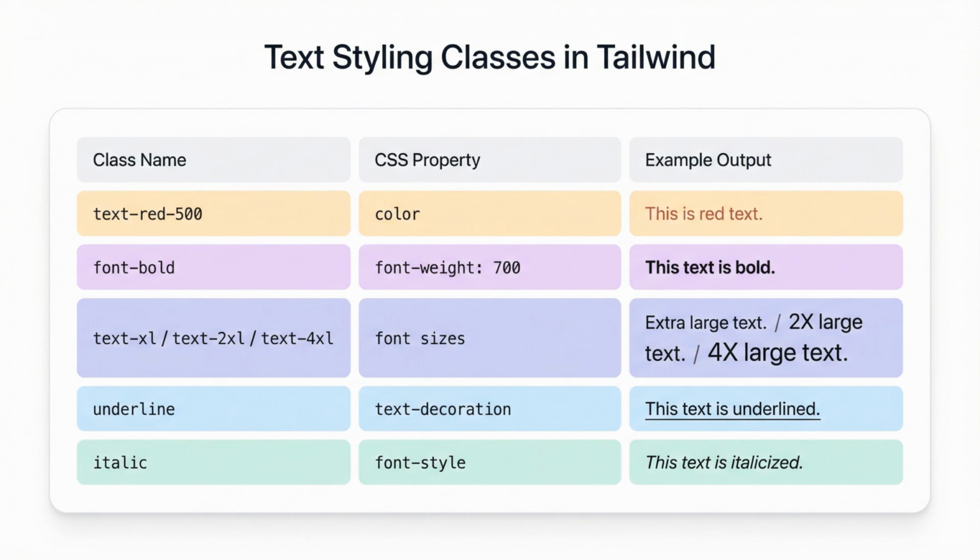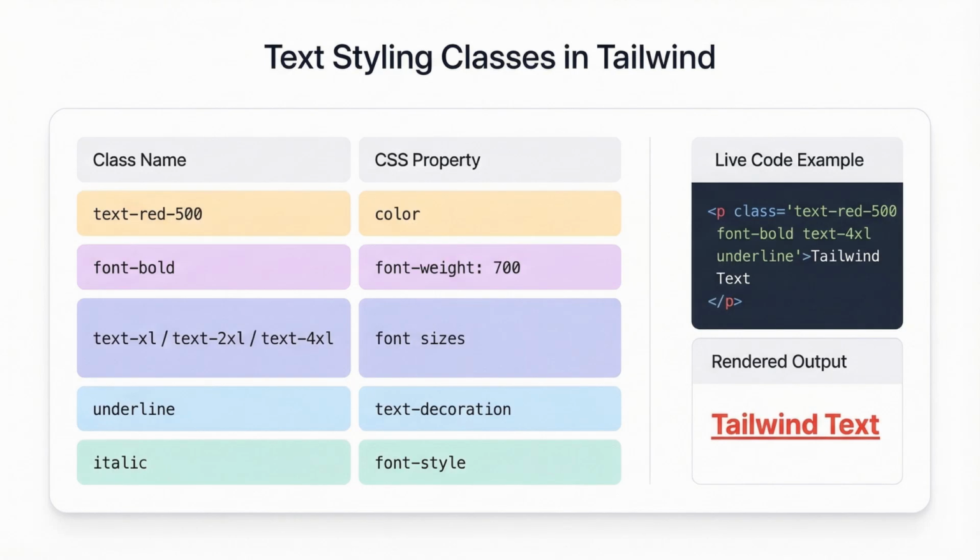It's that straightforward. Here you can see all those classes working together. The text is red from text-red-500, bold from font-bold, large from text-4xl, which is around 40 pixels, and underlined from the underline class. Notice how readable the HTML is. Each class name tells you exactly what it does, making your code self-documenting.